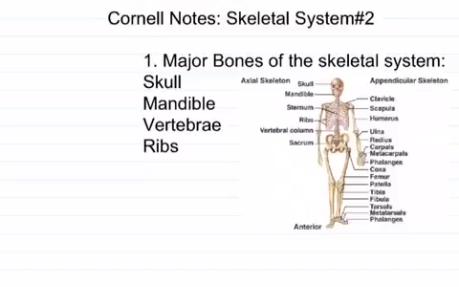Because of time, we're not going to spend a lot of time learning all of the bones, all 206. We're not even going to spend time learning the majority of them. We're going to just focus on these major top bones here. So the skull is up here, of course, which is where your head is.